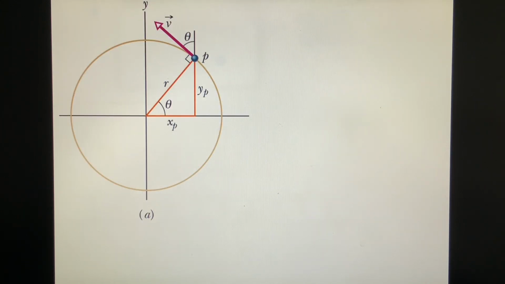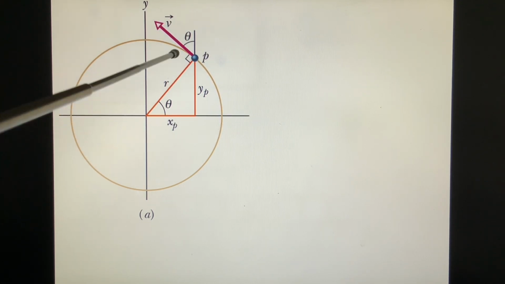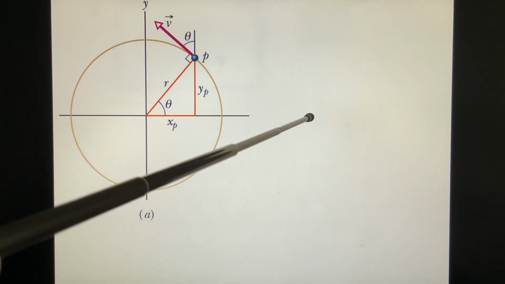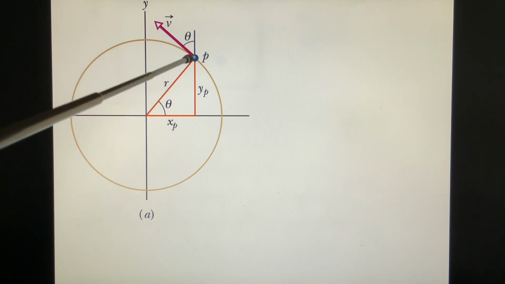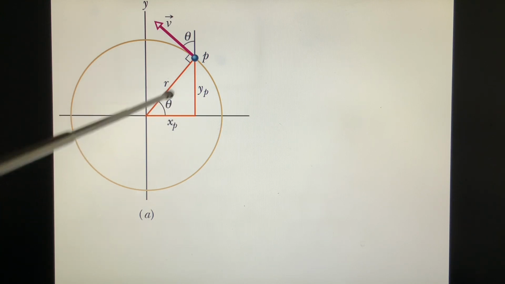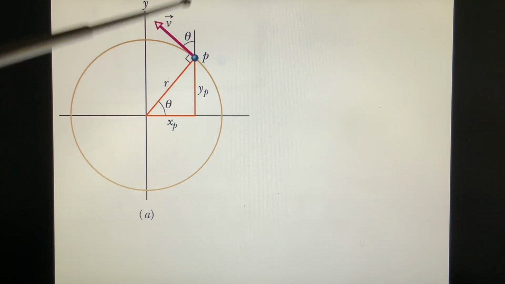Now, let's prove it. First, let's see the situation. This is the point. This is a vector v along the tangent, perpendicular to r. This is the x-axis, and this is y. So its position is xp, yp. This is r. This is theta, and this is theta. Why? This line is perpendicular to this line, and this line is perpendicular to this line, so they are the same.